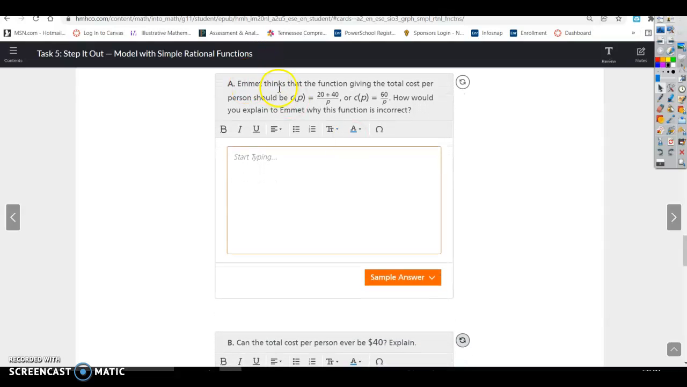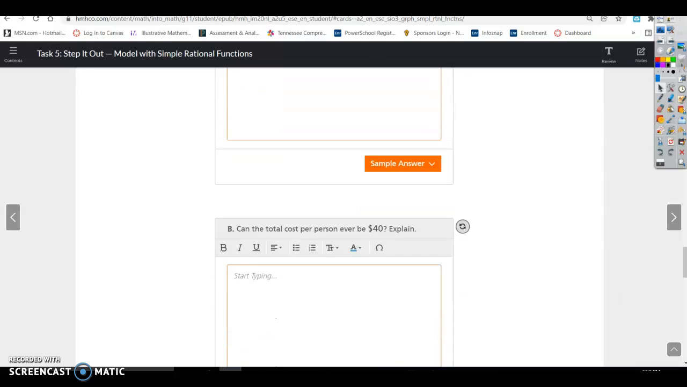All right, it says Emmett thinks that the function for the total cost per person should be C of P equals 20 plus 40 over P, or C of P equals 60 over P. How would you explain to Emmett why this function is incorrect? If this was the function, that would show that you're only paying for one ticket and that the whole group is going to share the concert ticket price. And that's not true. You're sharing the price for gas and tolls, but each person has to pay the $40 separately for their ticket price.